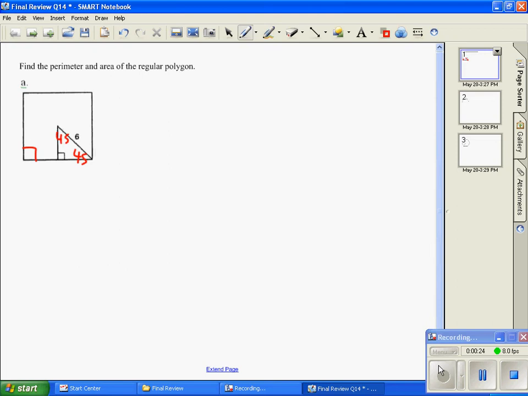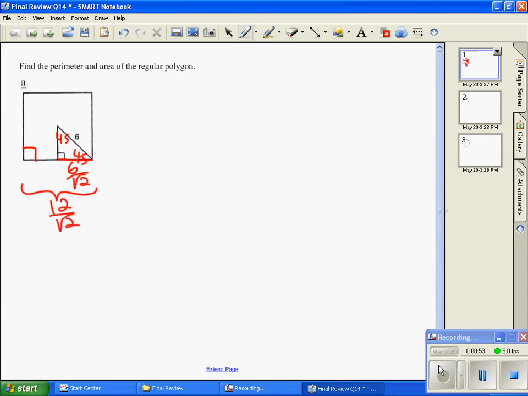Lucky for us, that means that we have a special triangle right there, and we can use the rules of special triangles. So since the 6 is the hypotenuse, to get to one of the legs, we need to divide by square root of 2. So 6 over square root of 2 is the length of this piece. But we need the full length of the side, so we just multiply that times 2. So we have 12 square root of 2.